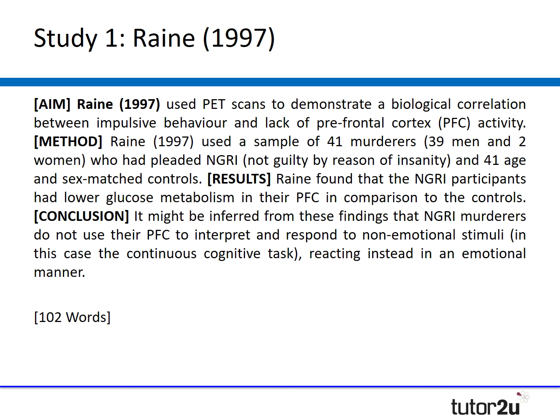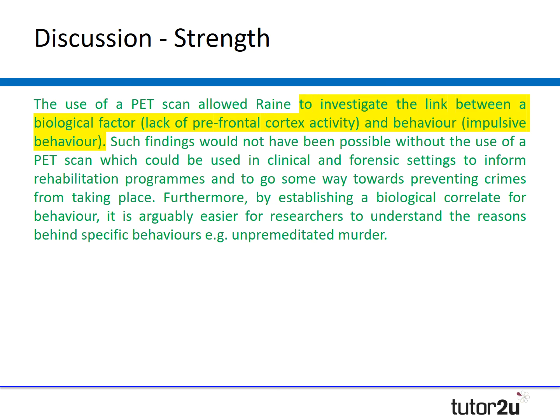So we've done our introduction, we've outlined how the technology works, we've now outlined a study. It then comes on to the important discussion part, and I'm going to start with a strength. The use of PET scans allowed Raine to investigate the link between a biological factor, lack of prefrontal cortex activity, and behaviour, impulsive behaviour in this case. Such findings would not have been possible without the use of PET scans, which could be used in a clinical and forensic setting to inform rehabilitation programs and go some way towards preventing crimes from taking place.